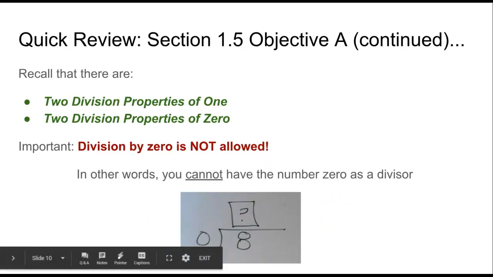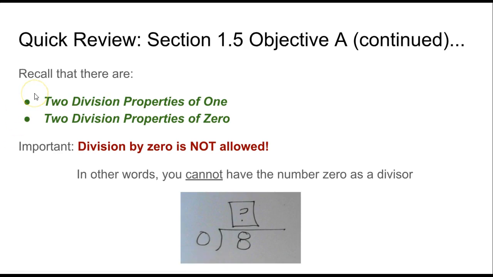Okay, so continuing with our review, please recall that there are 2 division properties of 1. So there's a total of 4 division properties: 2 are for 1, and 2 are for 0. You'll either need to check through your textbook, or go back through the last lecture lesson for Objective A, to research and make sure that you understand those properties.